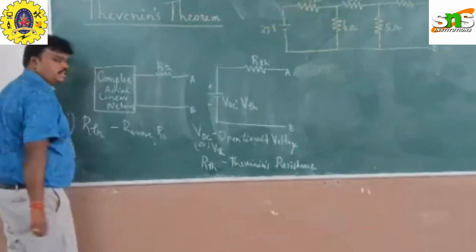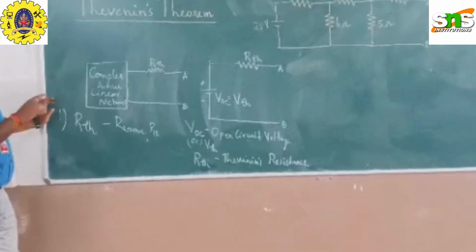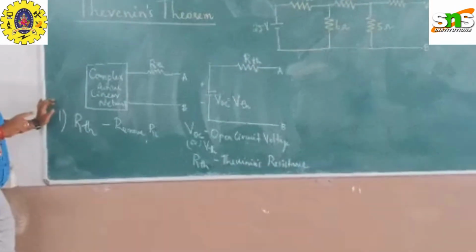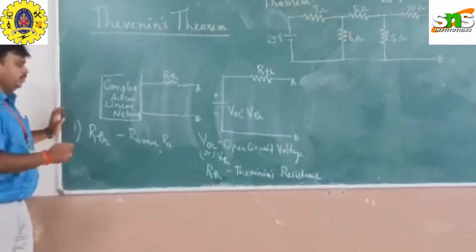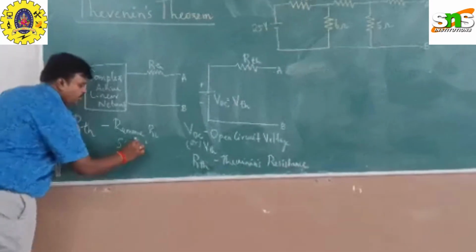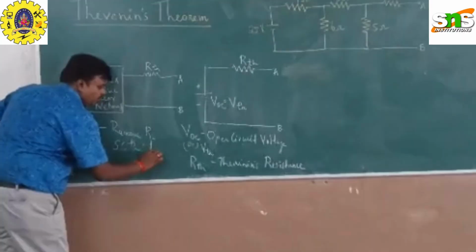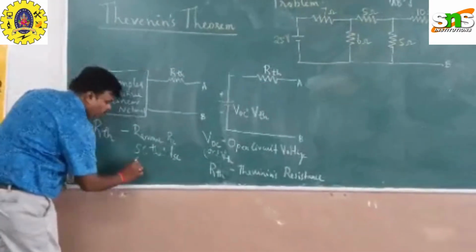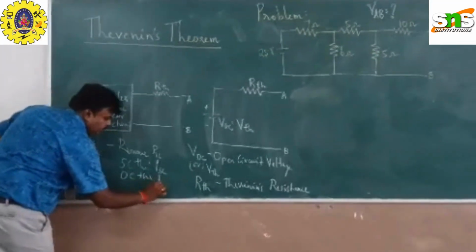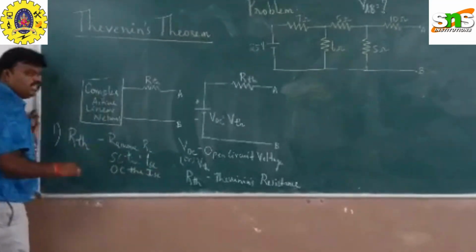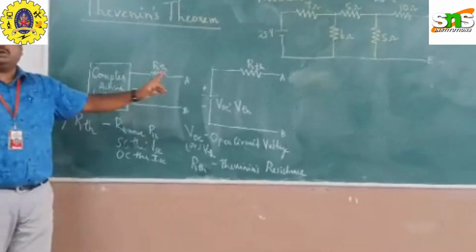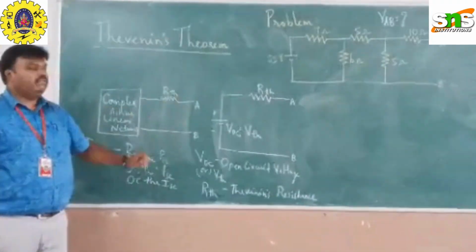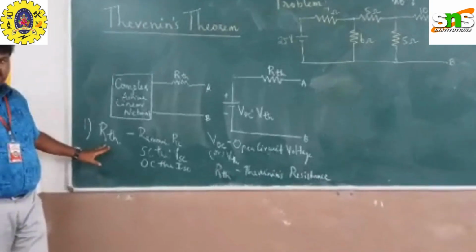Second step: if you have a voltage source, what should you do? Short circuit it. If you have a current source, what should you do? Open circuit the current source. After doing these three steps, you can go with the series parallel combination of resistances and find the value of RTH. One step is over.